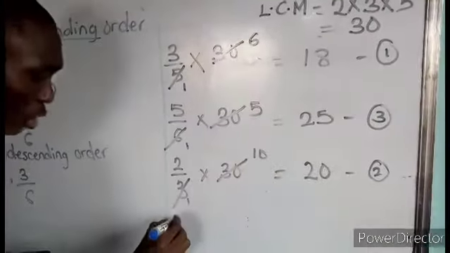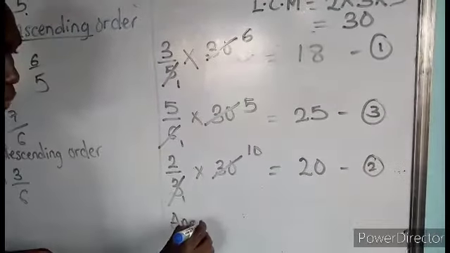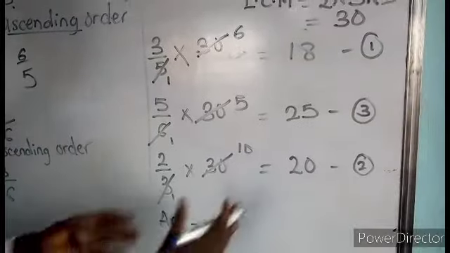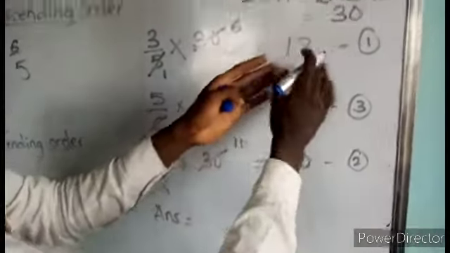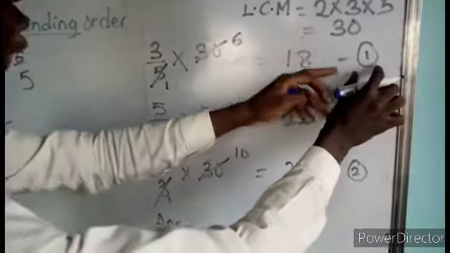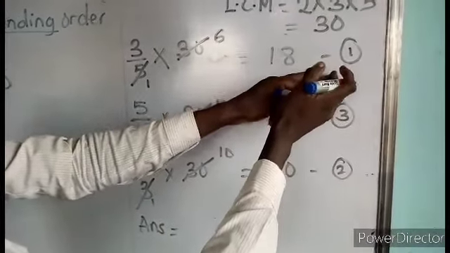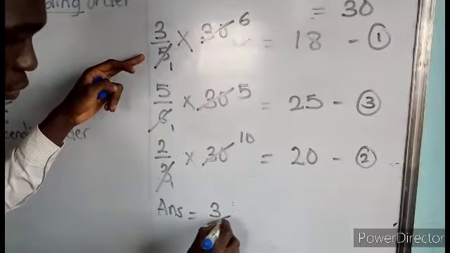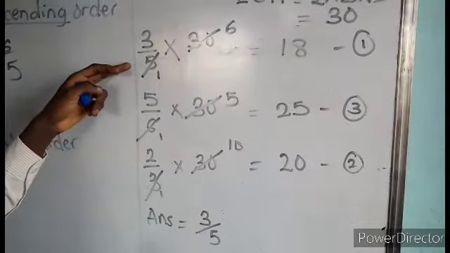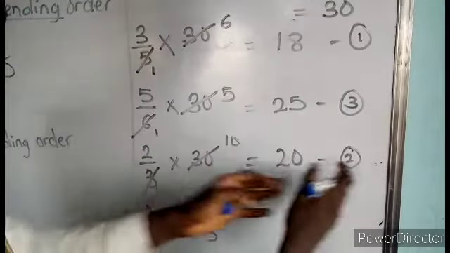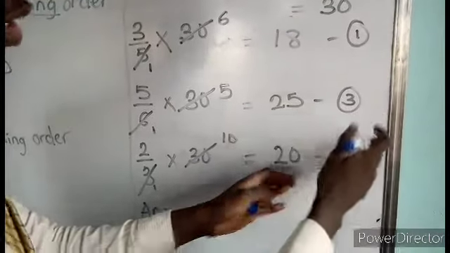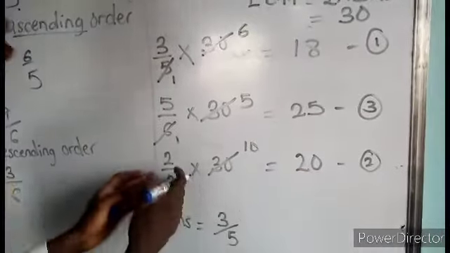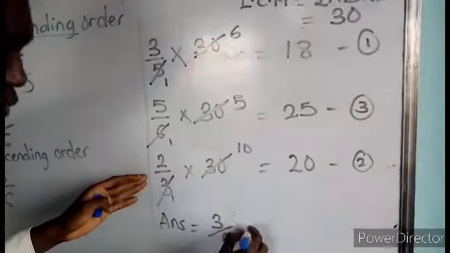So in writing our answer, remember we are working with fractions. So in arranging our fractions now in ascending order, the first one we are having is what? 18. And which fraction gives us 18? We have 3/5. The next one here is 20, which is ordered to be number 2. So which fraction gives us 20? We have 2/3.